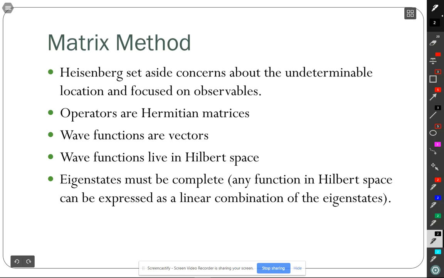Now, the matrix method, the Heisenberg way: he set aside his concerns with not being able to determine what the location is and just focused on what's observable. In quantum mechanics, we made a big deal about observables. Observables, first of all, are things you have to be able to measure. And if you can measure them, they're all real. We haven't figured out any way to observe something that's imaginary in value. And so all of your observables have to be real. That's actually the reason that our operators have to be Hermitian, because Hermitian operators give you real eigenvalues.